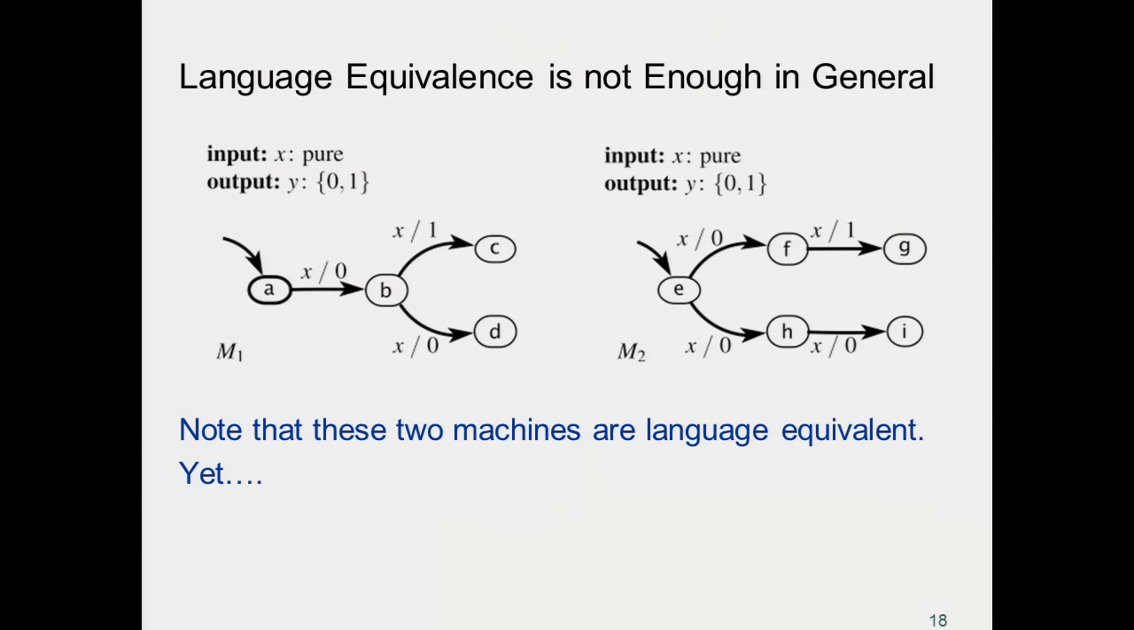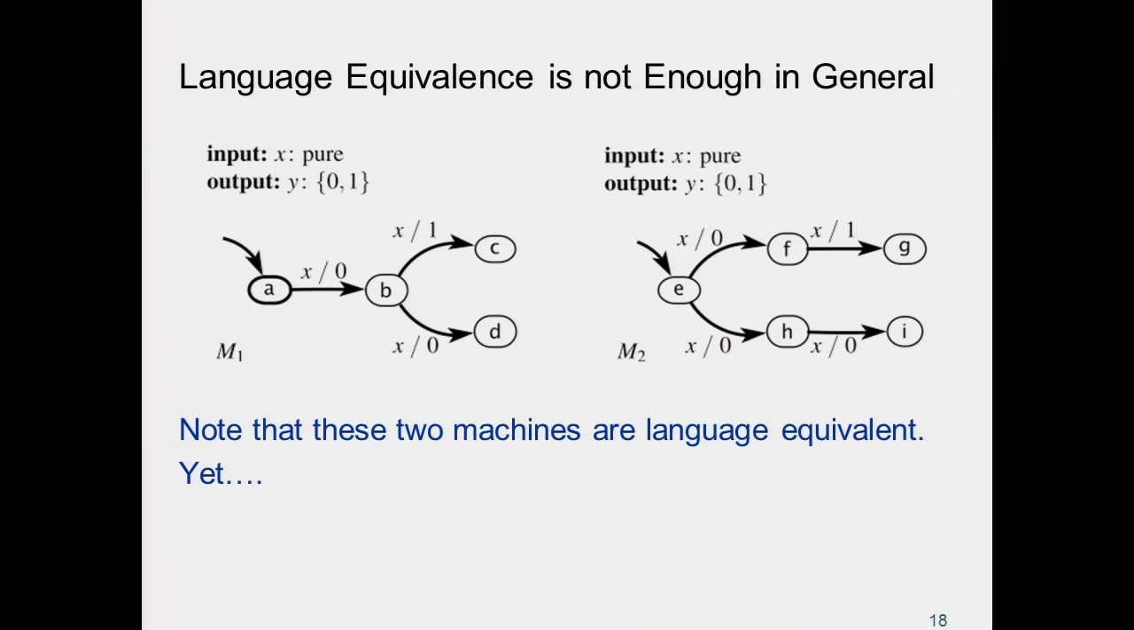Now, this other machine says that under a particular input, I can go to two states, f or h. And f can only produce a 1, and h can only produce a 0. Okay? So now, this one, if you put any kind of sequences of inputs, you get the same outputs.